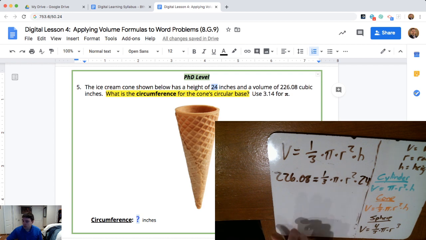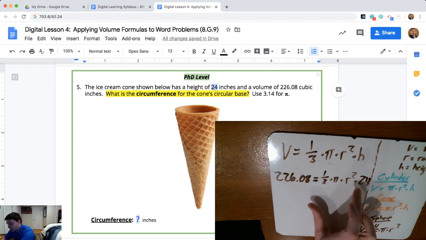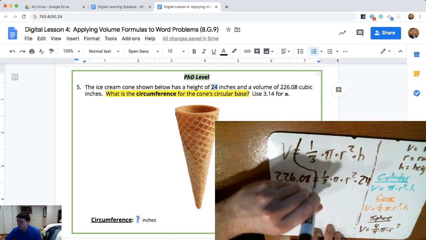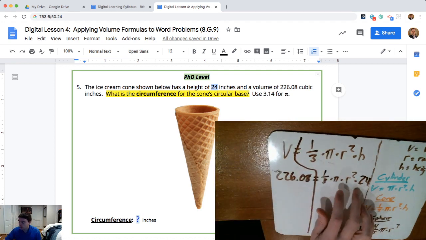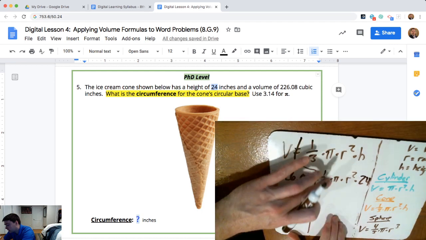To solve for that radius, I'm going to first want to isolate r squared. I want to get everything else that's on the right side of this equation, the right side of this river, I want to get rid of it. So I'm going to first multiply 24 times 1/3. If you recall, multiplying by 1/3 is the same thing as dividing by 3.